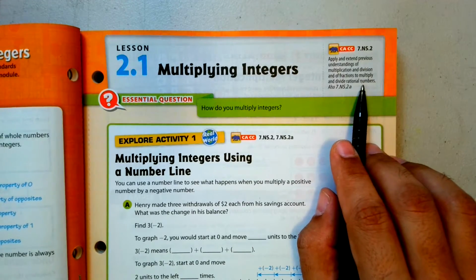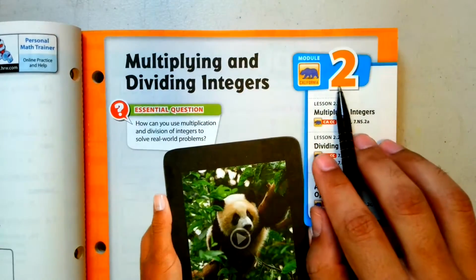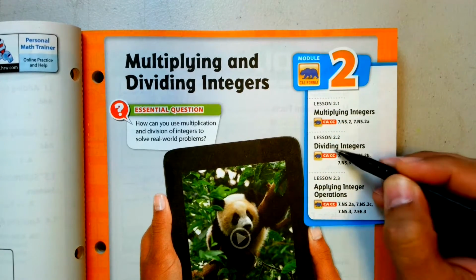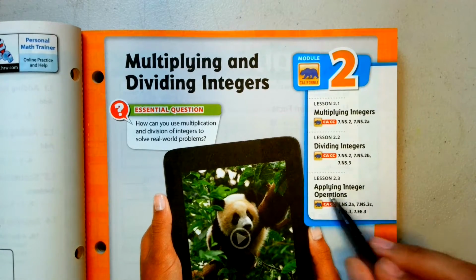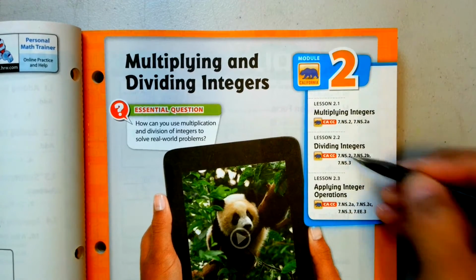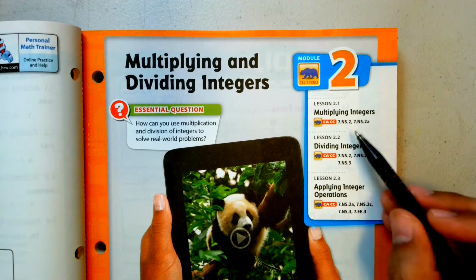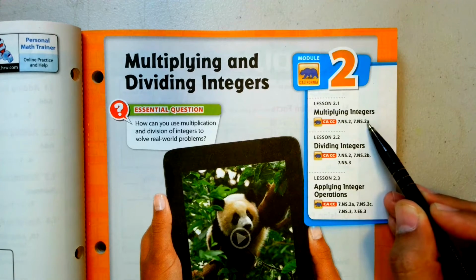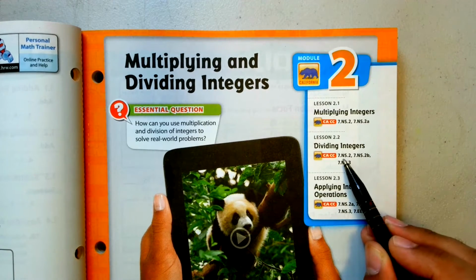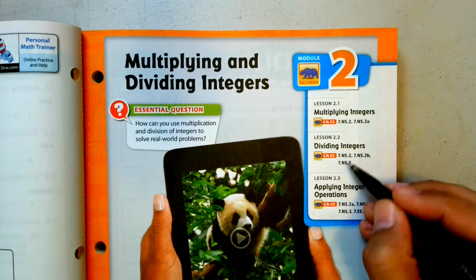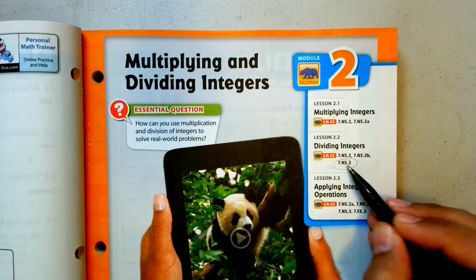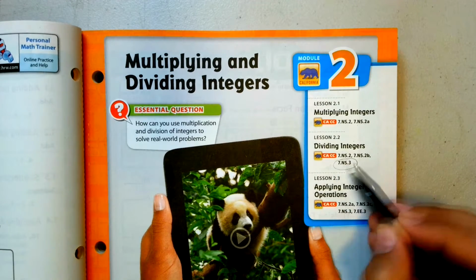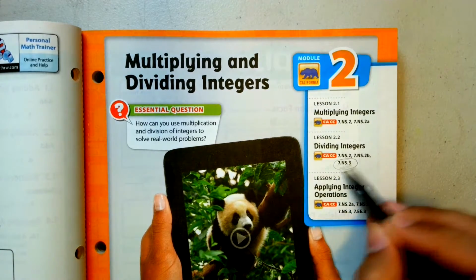negatives, all right? So real quick, the start of chapter 2 has 3 lessons: multiplying integers, dividing integers, and then applying operations. So these are the first 2 lessons that you're really going to want to focus on. Notice the standards are all the same: 7.NS.2, 7.NS.2a, which is still just NS2, NS2b, NS3 is word problems involving adding, subtracting, multiplying, and dividing. But obviously, they're just going to be focusing on multiplying and dividing, okay?